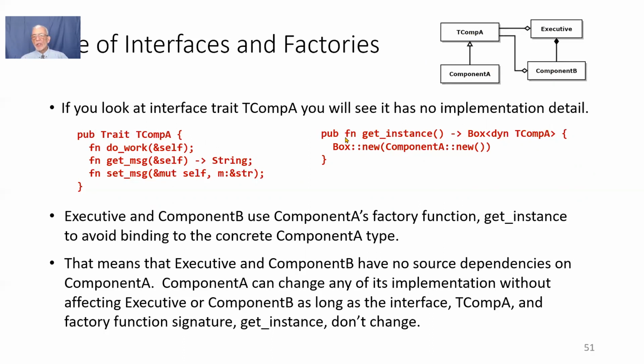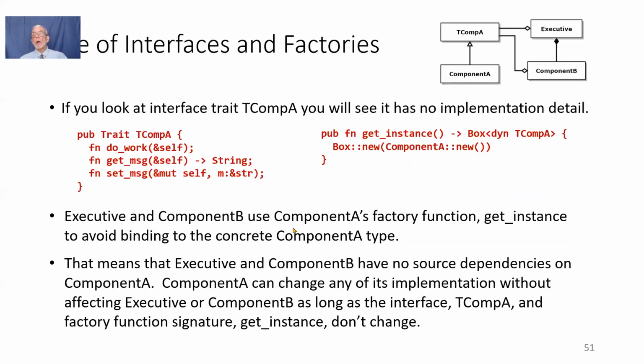And the way they get access to it is to call this get instance function. That returns an instance of this component A created on the heap and pointed to with this box. And box is like a standard unique pointer. So when box goes out of scope, just like a standard unique pointer, it releases its resources, and they're removed from the heap. Okay, so the executive and component B use this factory function and this interface, so they don't bind to the implementation details of that component. Okay, good thing.